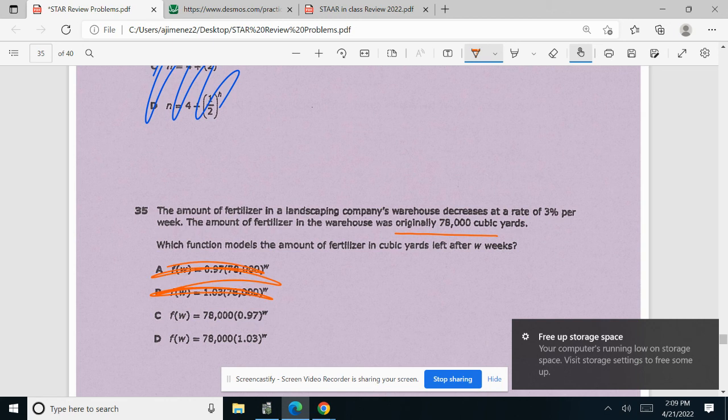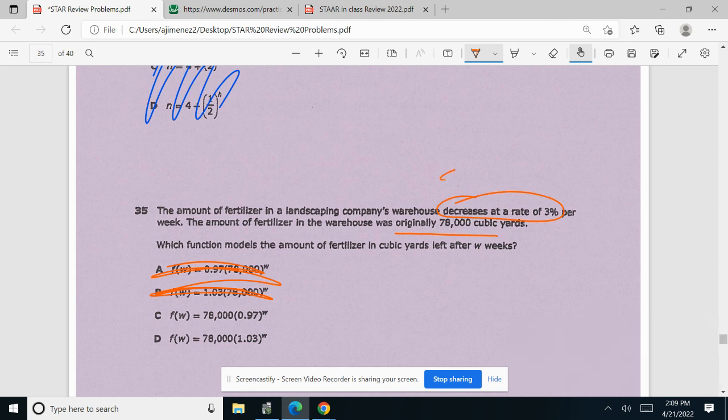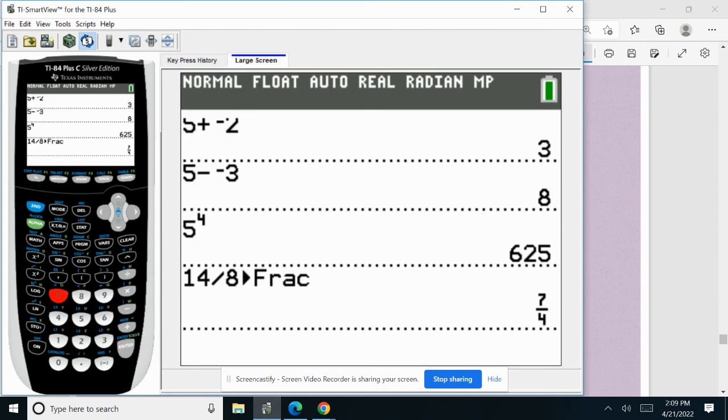All right. The next thing it says is that it decreased by 3%. Decrease means that it's smaller, right? What number should it be multiplying by, 0.97 or 1.03? Which one of those numbers is going to give you something smaller? If you don't know that, then I would use my calculator. And that's not what it was. It was 0.97.